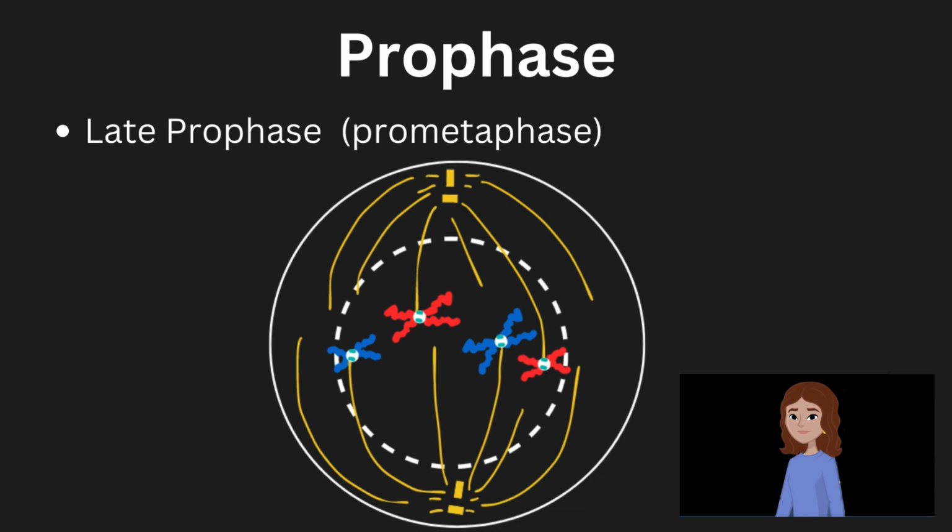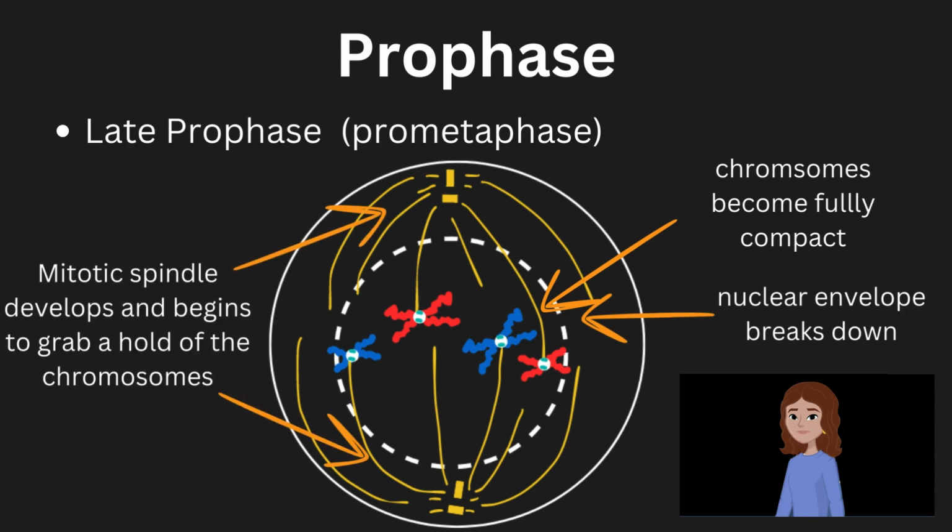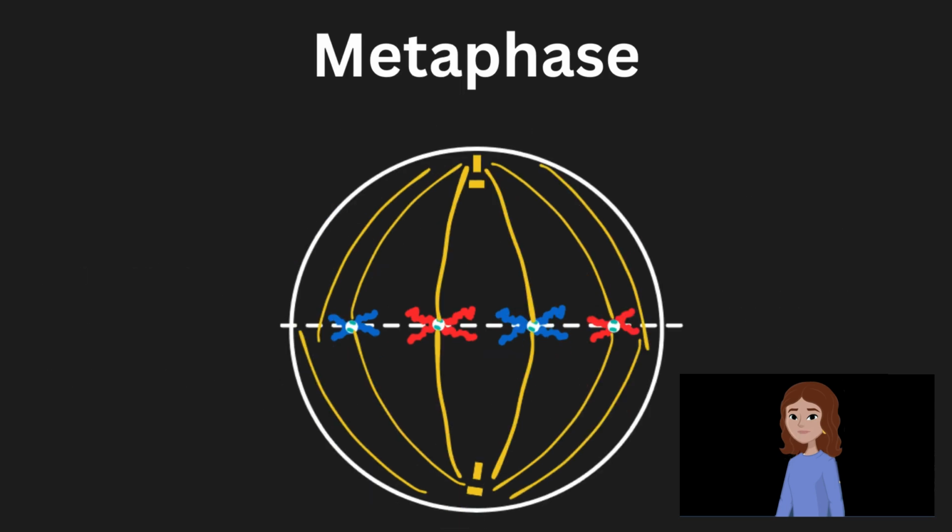In late prophase, or prometaphase, the nuclear envelope breaks down and the chromosomes become even more compact. The mitotic spindle further develops to the point where it is long enough to grab onto some of the chromosomes. The microtubules are able to attach to the chromosomes by a protein called the kinetochore that lies on both sides of the centromere. The next stage is metaphase, or as I like to call it, middle phase.